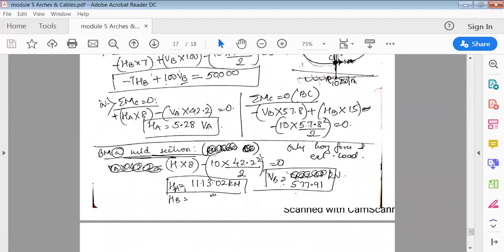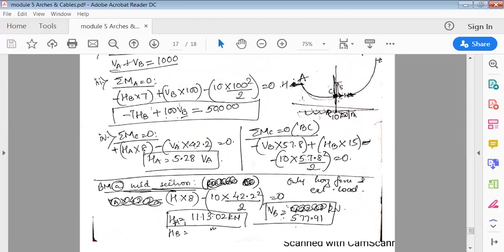We tried solving, but VB is unknown and HB is also unknown. Still we cannot find them. So what we'll do here is take the bending moment at the mid section only. I'll treat this as H, only one force: H into 8, then minus 10. I'm not considering the vertical forces, only the horizontal force and the external load. This pattern should be followed for supports at different levels.